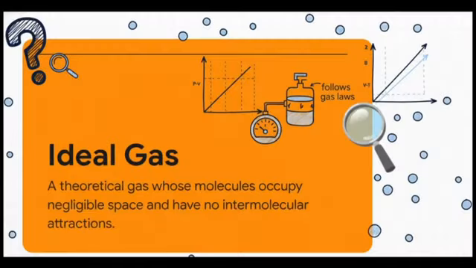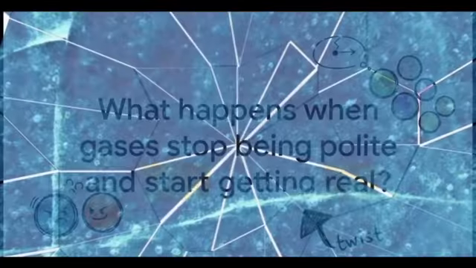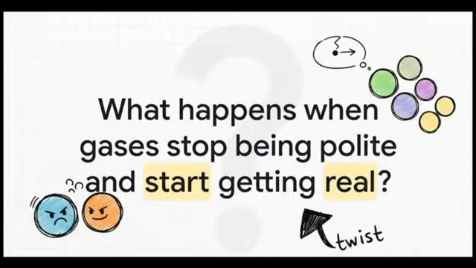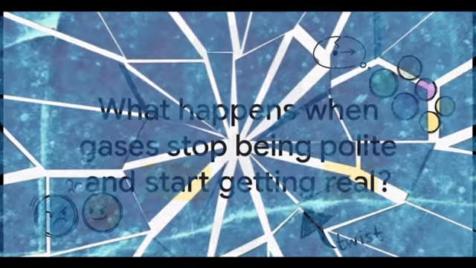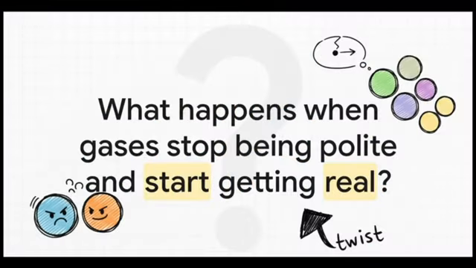First, you've got to meet our perfect suspect, the ideal gas. In theory, its molecules are just tiny little points in space. They don't take up any room, they don't interact with each other at all, and they follow the gas laws perfectly. So this is our baseline, our control group for this whole investigation. But here's the thing. In the real world, gas molecules aren't just points on a page. They've got size, they've got personalities, and they definitely interact with each other. And that is where our mystery really begins, this whole deviation from perfect ideal behavior.